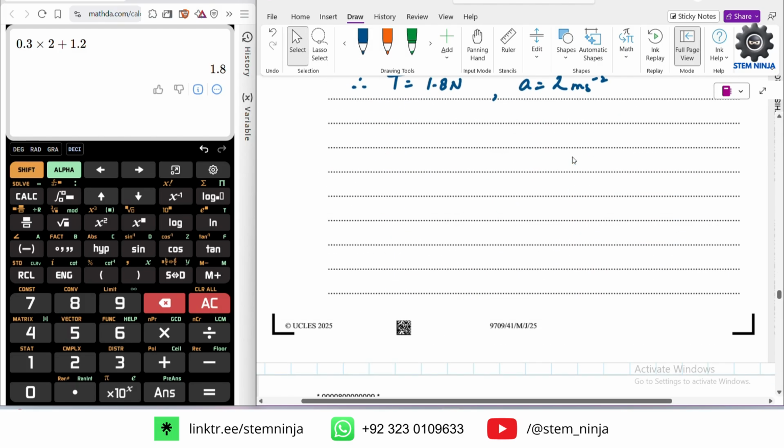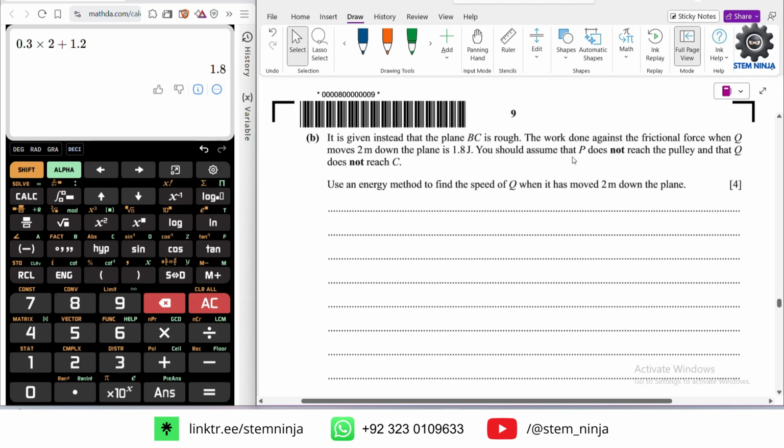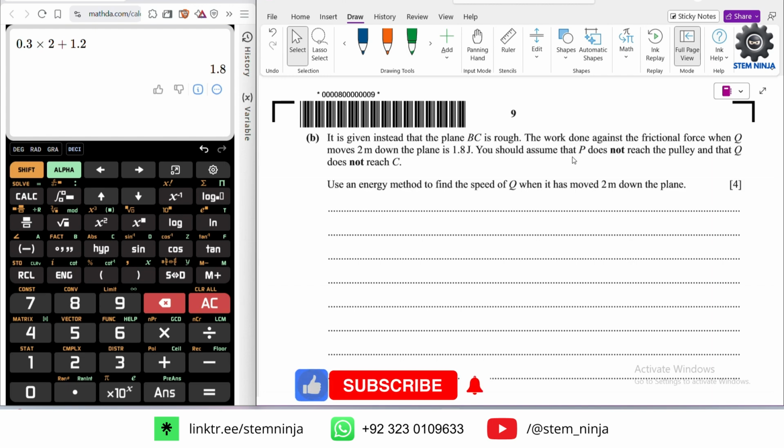Okay, alright. It is given instead that the plane BC is rough. The work done against frictional force when Q moves 2 meters down the plane is 1.8 joules. You should assume that P does not reach the pulley and Q does not reach C. Use an energy method to find the speed of Q when it has moved 2 meters down the plane.